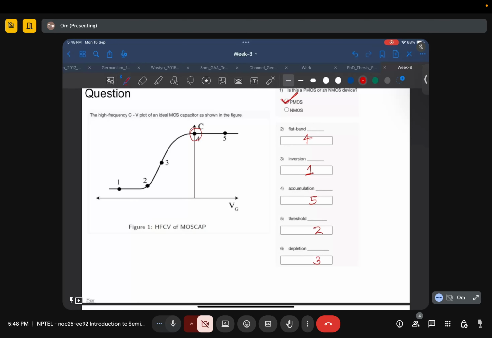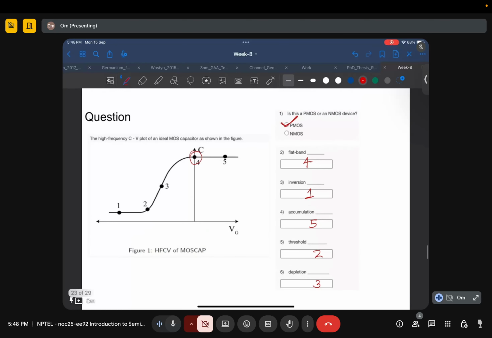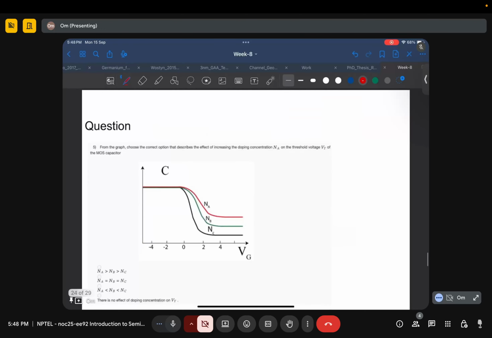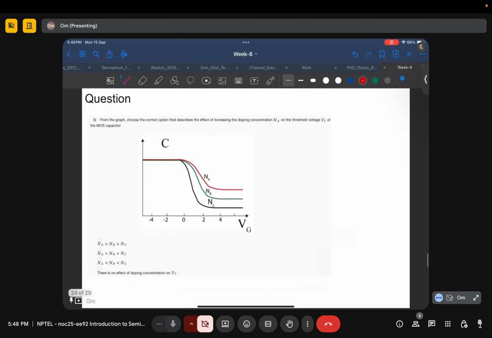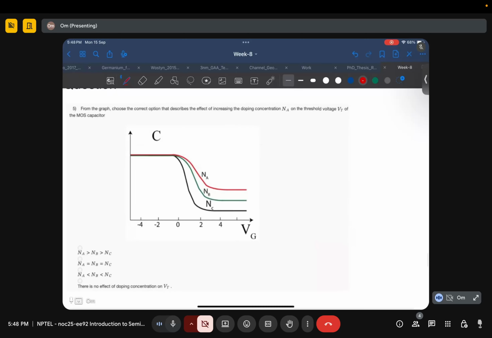Okay, so let's take the next one then. Please read this question and try to solve it.